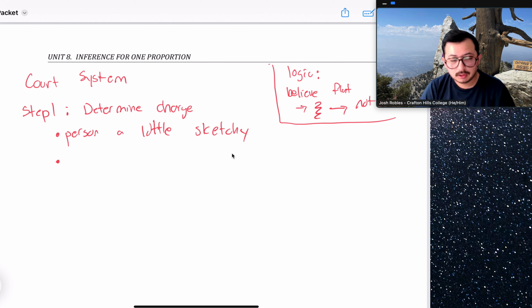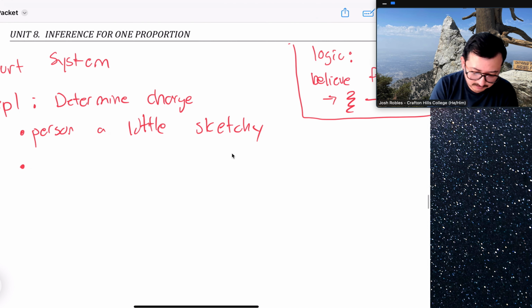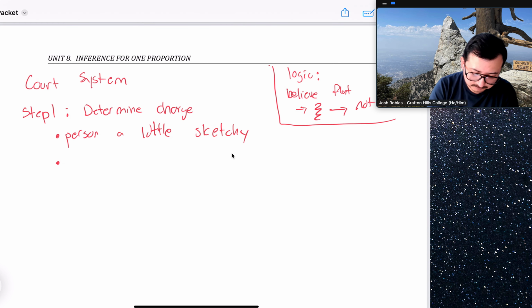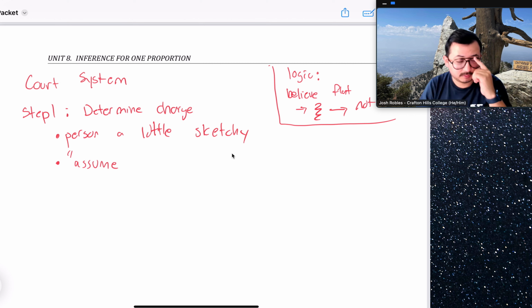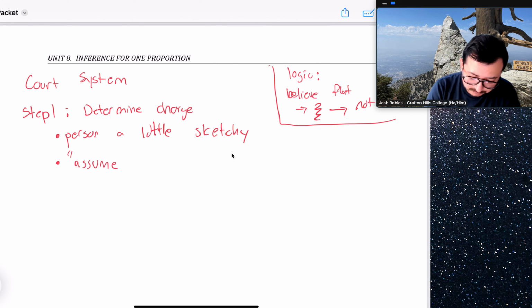Okay, and so there is a very common thing assumed right at the beginning of a trial. So there is one thing assumed, and this is something you might be familiar with. It's a quite cliche phrase. I don't actually know if they say it in courts. Probably. We're going to assume that the person is innocent until proven guilty.